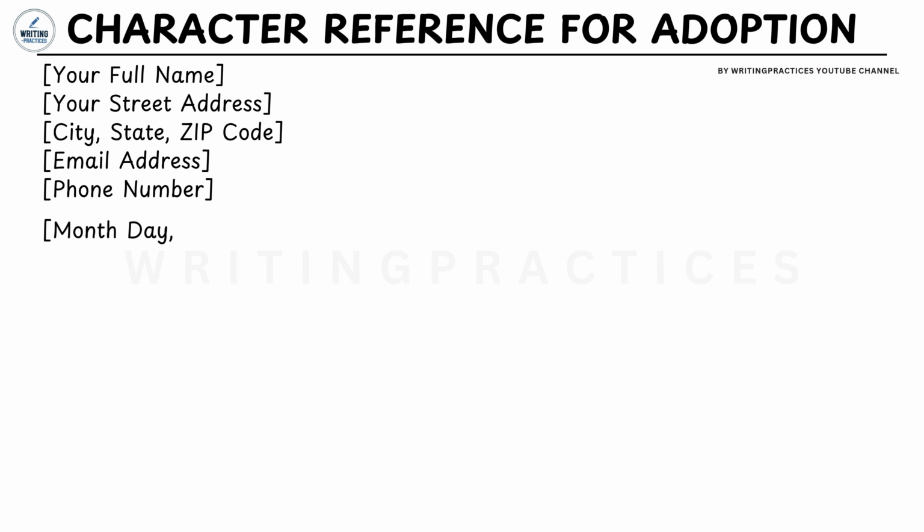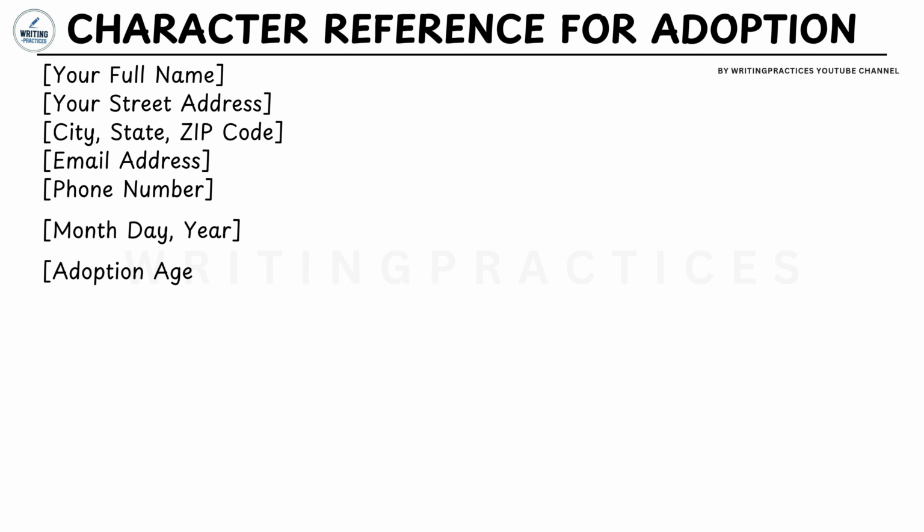Date. After your contact information, include the date the letter is written. For example, May 31st, 2026. This helps document when the recommendation was prepared. Use the current date, especially if the letter is being submitted for an active adoption review.